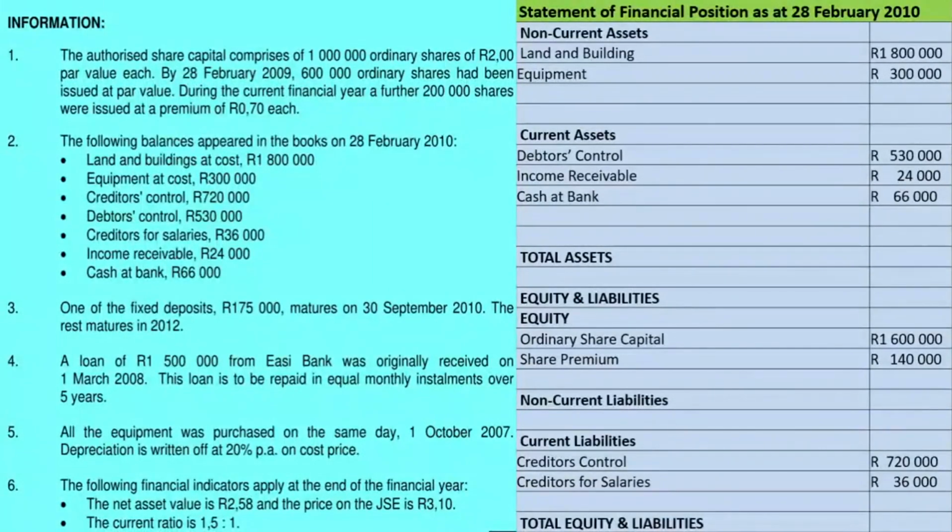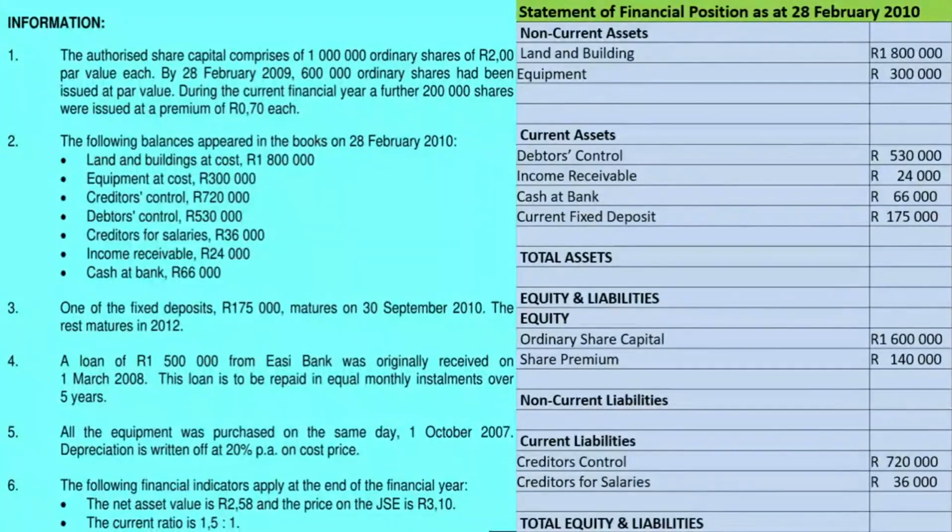And they told us that the rest matures in 2012. So if we had that amount, we put it under non-current assets because it's going to be received after 12 months. So we put current fixed deposits 175,000 rand. Let's move on to number 4.